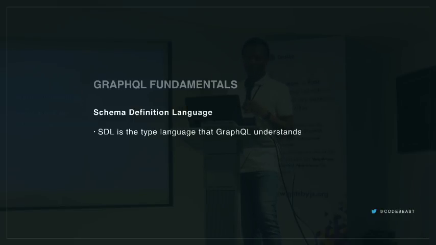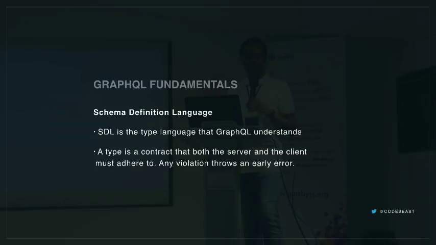We have SDL, which is the language for GraphQL, and it's a type system. It serves as a contract between the server and the client. So whatever the server defines as the type, if the client doesn't adhere to those instructions, an error is thrown. So if SDL is the language for the type system, what does the type look like?